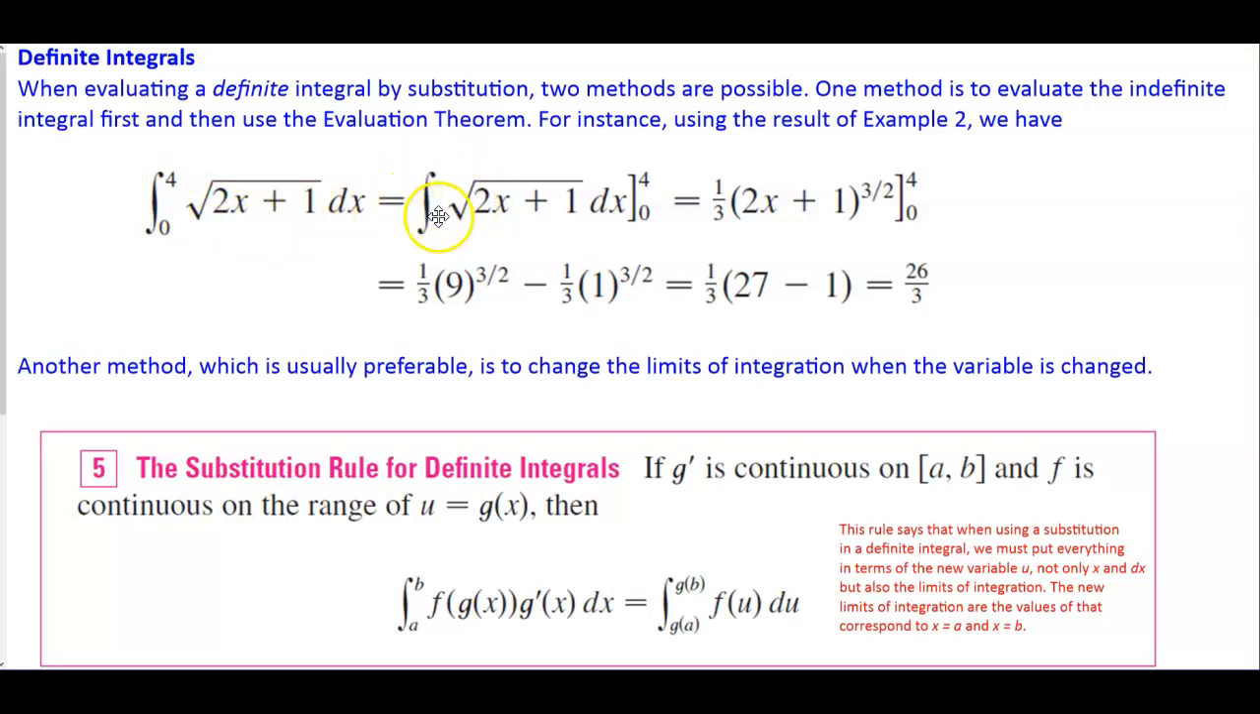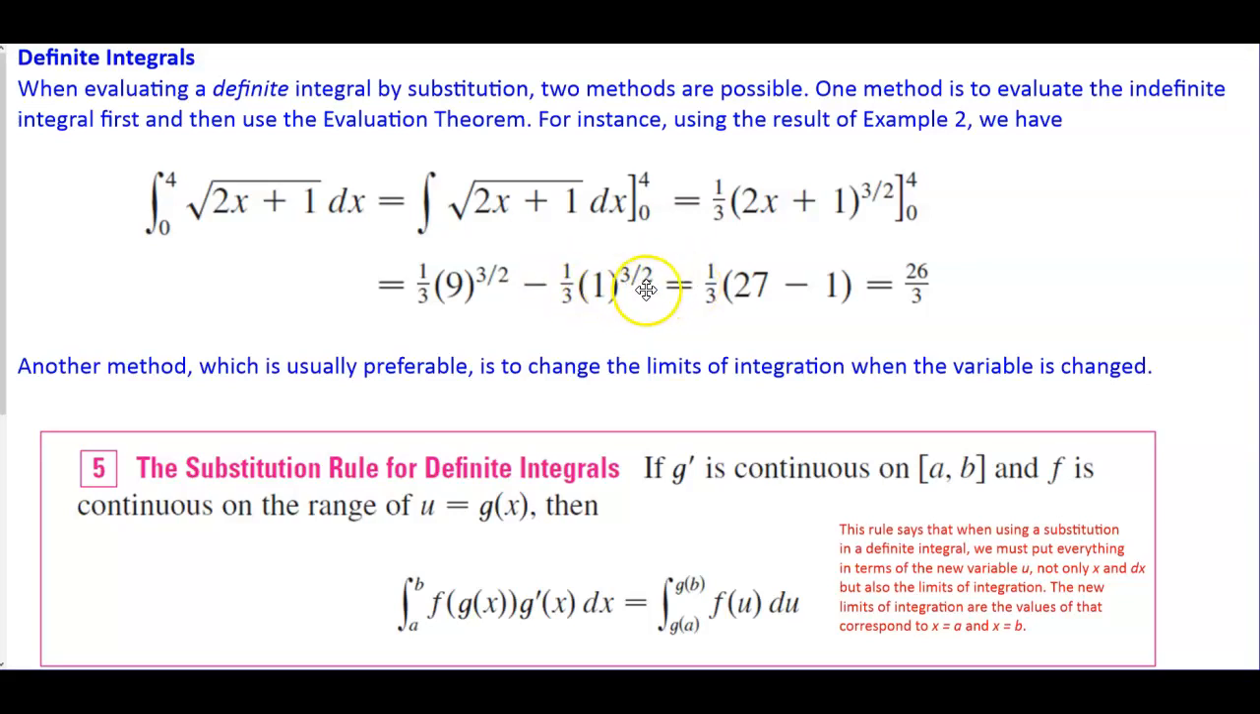And so then we have the integral of the square root of 2x plus 1 dx going from 0 to 4. When we take the antiderivative, we get 1/3 (2x plus 1) to the 3/2 going from 0 to 4. So if we plug in 4, we get 1/3 times (2 times 4 is 8, plus 1, which is 9) to the 3/2. Minus, if we plug in 0, we get minus 1/3 times 1 to the 3/2.